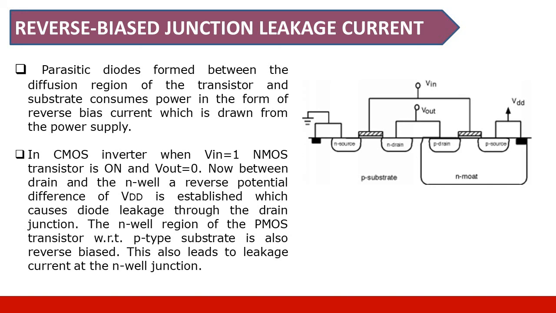See here, the N well is also connected with the VDD. So this will have a reverse biasing over here, and this will also lead to leakage current. Whenever these junctions are reverse biased because of some applied voltage, we have a reverse bias junction leakage current. The phenomenon is the same as we have studied in the PN junction diode: if the junction is reverse biased, then there will be a larger amount of leakage current present.